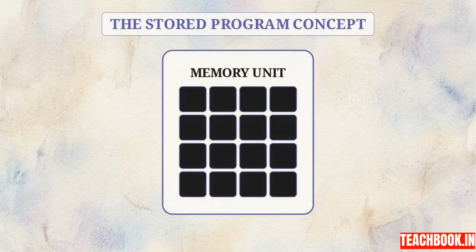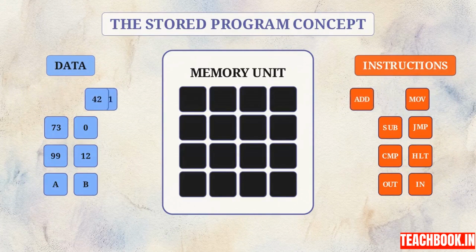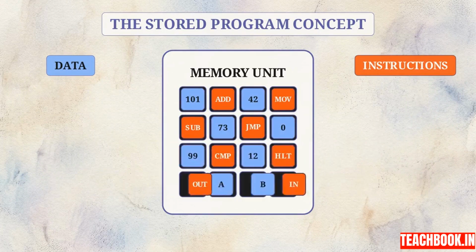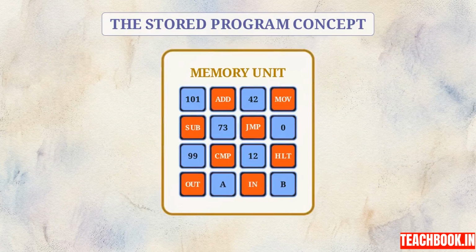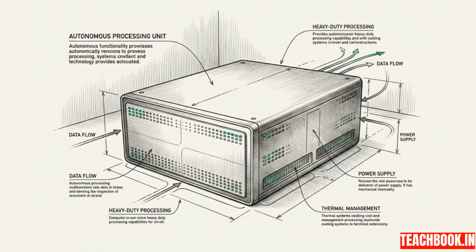Despite their size, they enabled a leap forward called the stored program concept. For the first time, both the data and the instructions on how to use that data were stored electronically in the same memory unit. We traded physical movement for electronic speed, resulting in autonomous machines that could execute long sequences of tasks without a human needing to turn a crank.